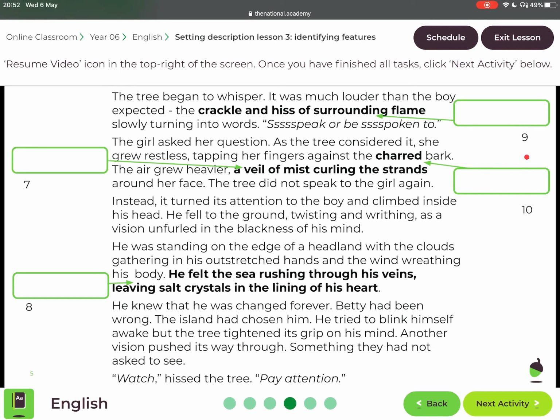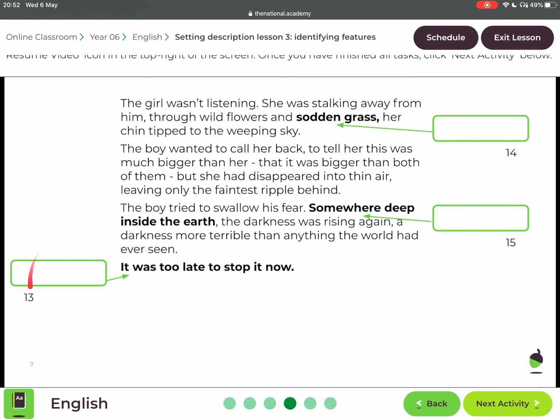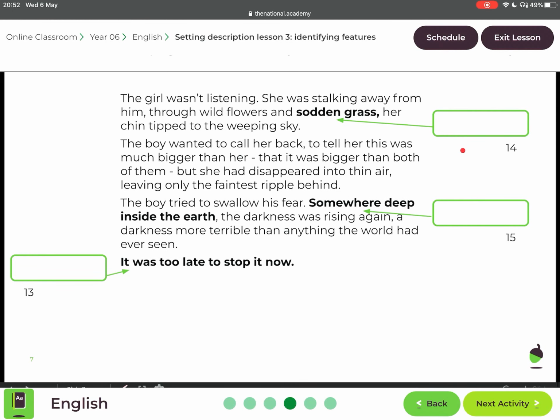Number 10, that would be a powerful adjective here. Number 11, that would be a simile. And number 12, that would be just creating atmosphere. Number 13, that would be a cliffhanger. Number 14, that would be, again, powerful adjective, powerful vocabulary. And number 15, that would be a fronted adverbial.